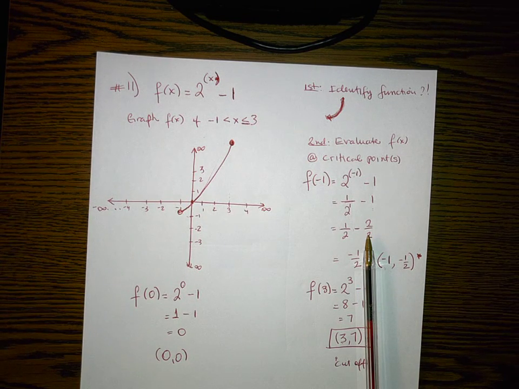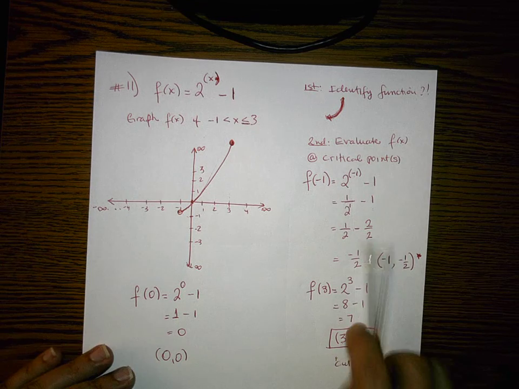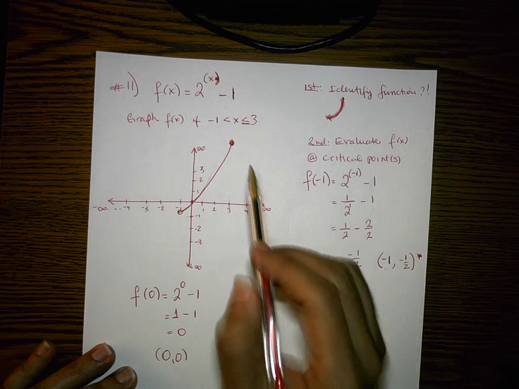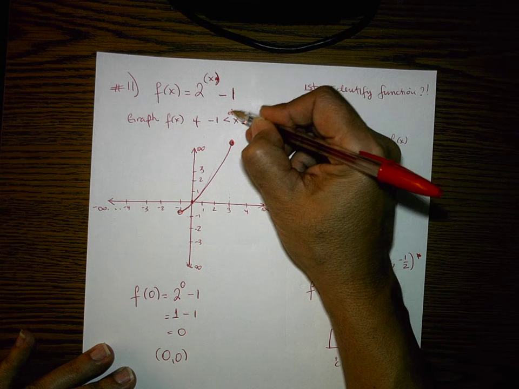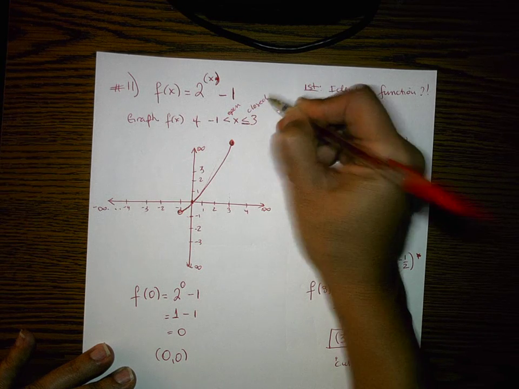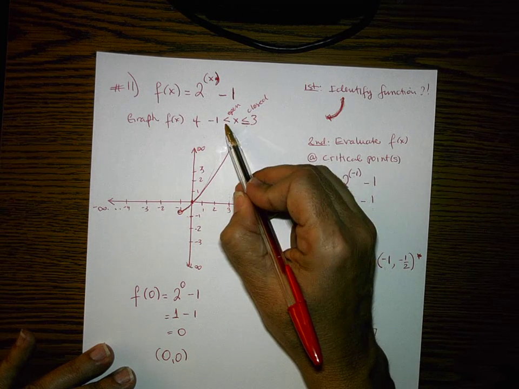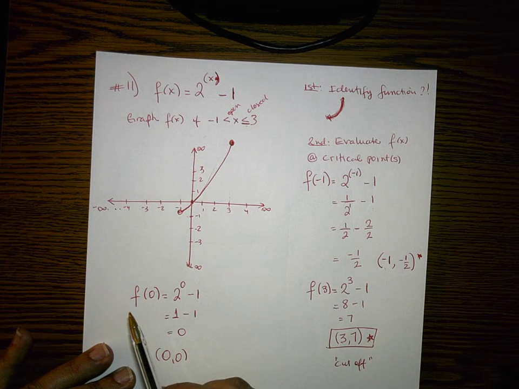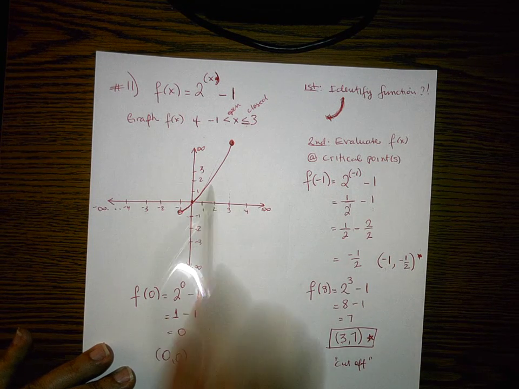So I hope these 3 examples help you with domain restriction. Always paying attention to this open and this closed stuff. Equal means closed. No equal means open. You have to always be paying attention to the ends of the graphs, where to start, where to end, okay?